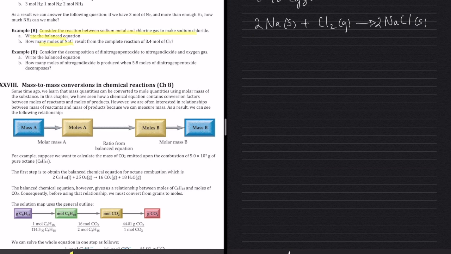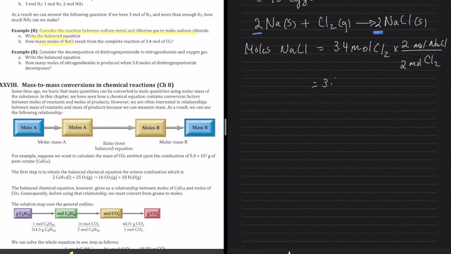After that, we have to calculate the number of moles of NaCl that we would get. To do that, all we need is to start with the thing that we're given, which is the number of moles of Cl2, and multiply this by a conversion factor with Cl2 at the bottom and NaCl at the top. The conversion factor comes from the equation itself. In this case, we have 2 for sodium chloride and 2 for chlorine, so we would just put 2 over 2. And so, of course, that means we end up getting 3.4 moles of sodium chloride.